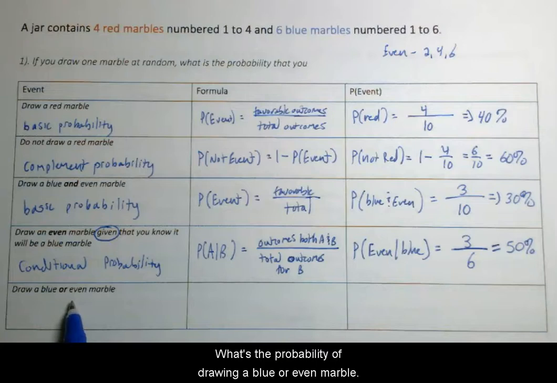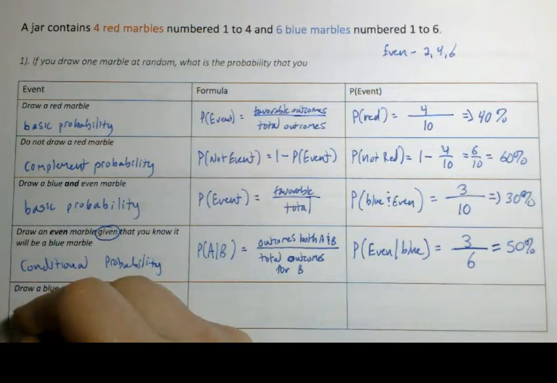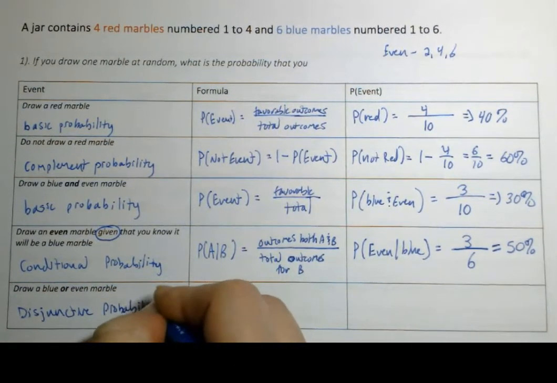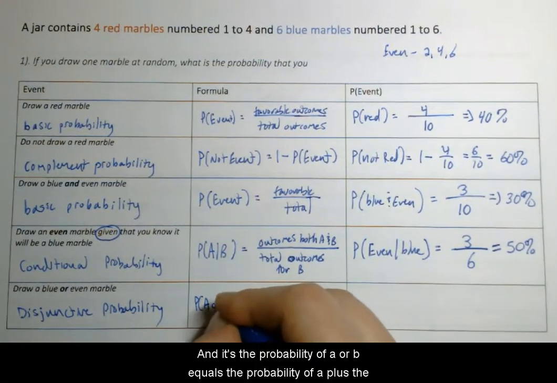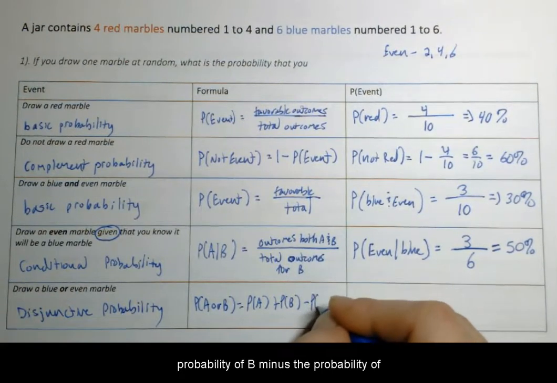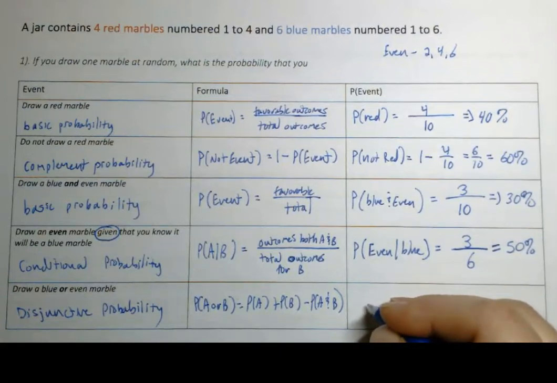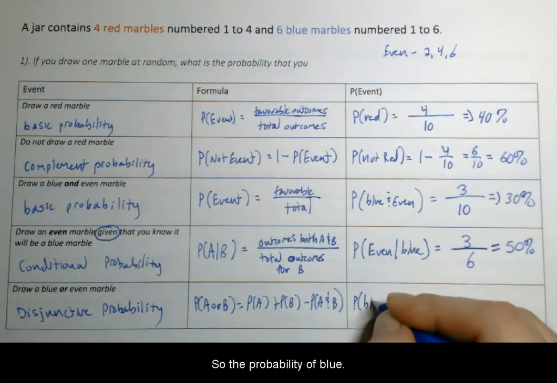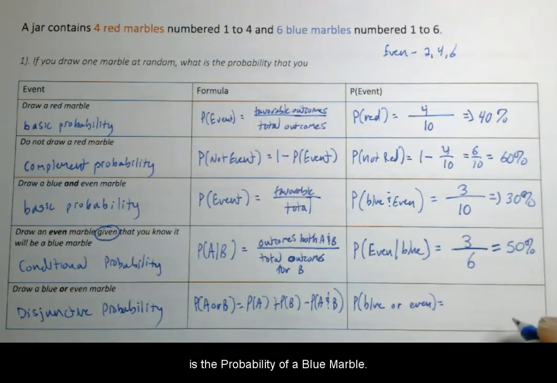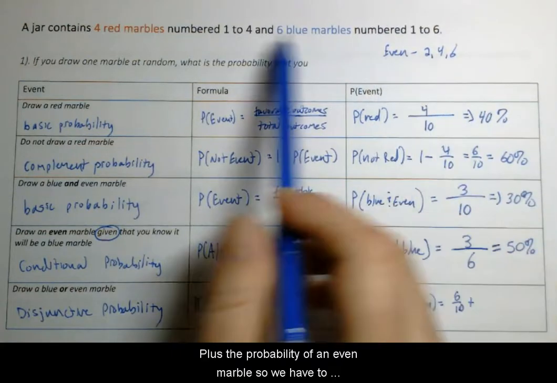What's the probability of drawing a blue or even marble? So this one is disjunctive probability now. And it's the probability of A or B equals the probability of A plus the probability of B minus the probability of A and B. So the probability of blue or even is the probability of a blue marble, which would be 6 out of 10, plus the probability of an even marble. So we have to know how many even marbles there are.